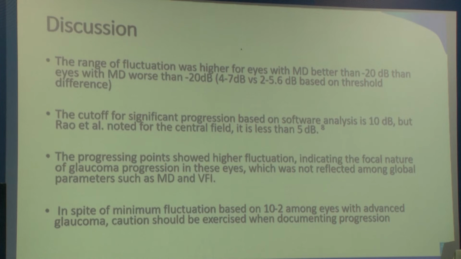So the author concluded that since the central visual field fluctuation was less than 5 decibel and the cutoff for software analysis is 10 decibel. So in our study we found that the progressing point which have shown higher fluctuation, indicating the focal nature of the disease among these eyes, which was not reflected in the global parameters. So these are my references. Thank you.